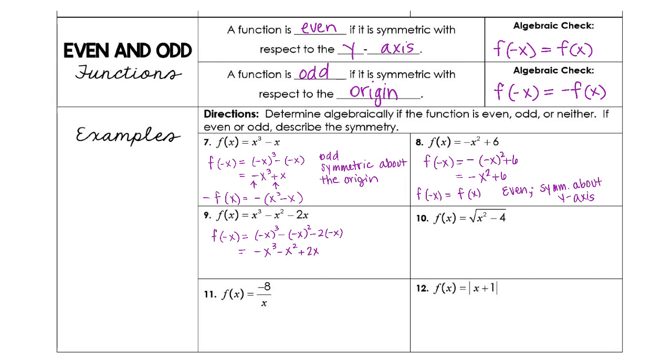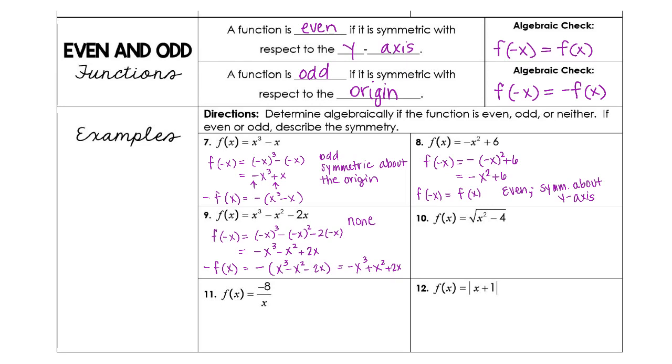So let's see, what does negative f of x look like? That would be negative, and then x cubed minus x squared minus 2x. And so if we distribute that negative, we have negative x cubed plus x squared plus 2x. That is still not our original function. So this one would be neither. It is not even or odd. So I guess we would say none there.